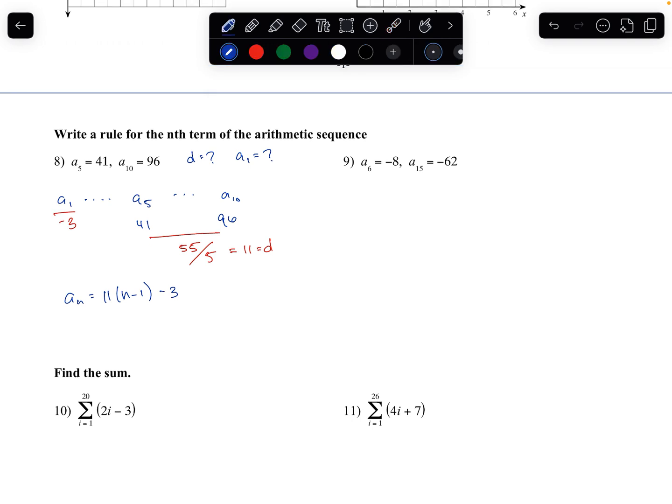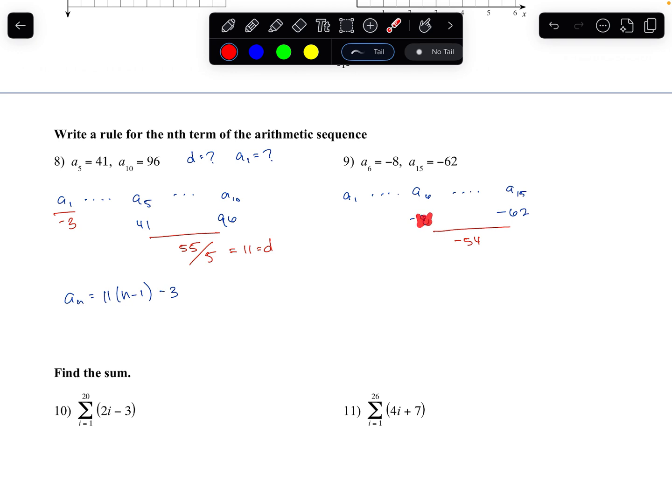All right, and you'll do the same thing for number 9. So for 9, we'll have a1, dot dot dot. We'll have a6, which is negative 8. And then we'll have the 15th term, which is going to be negative 62. So how much is the total distance between here? So if you do negative 62 subtract negative 8, you're going to get negative 54. So to go from here to here, that's negative 54.